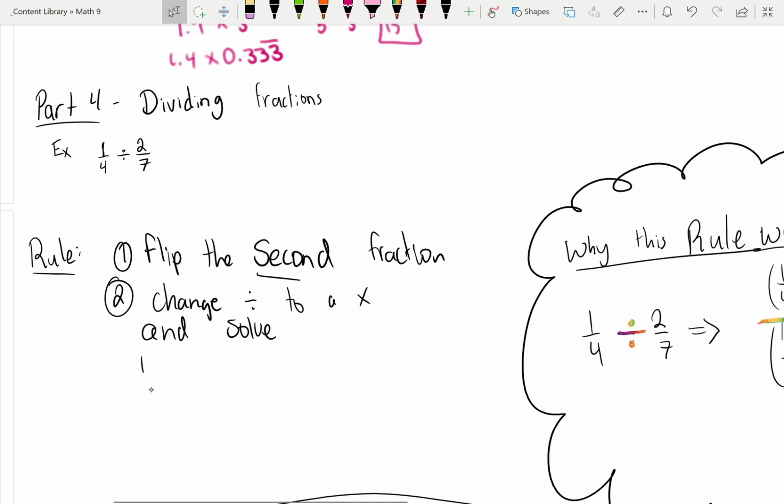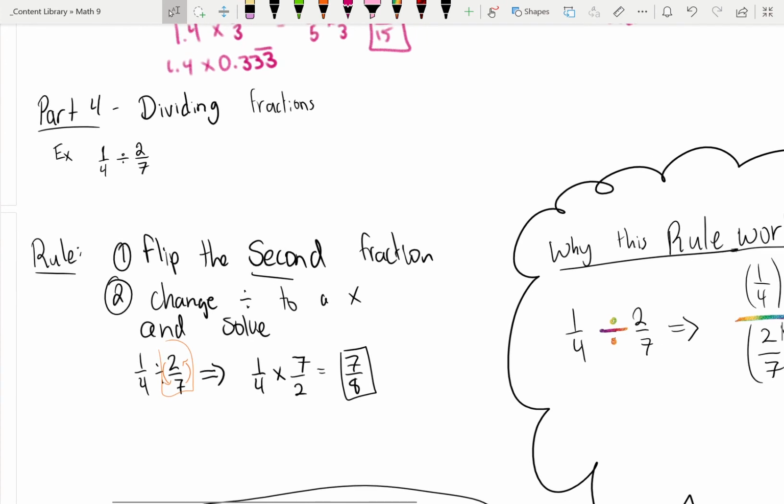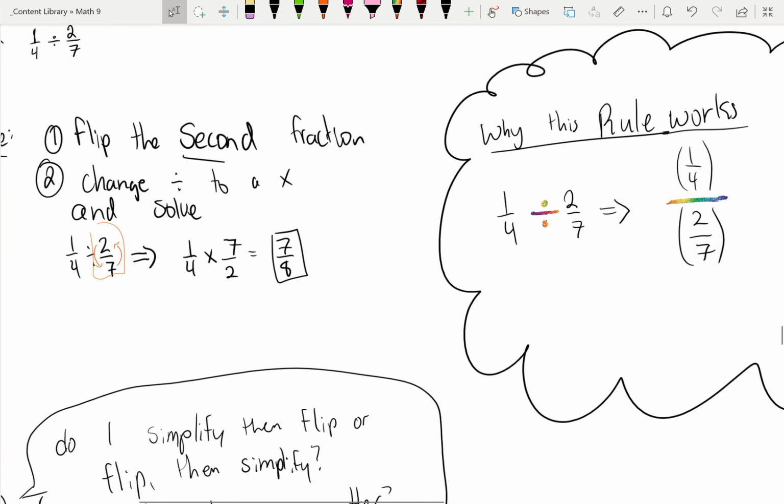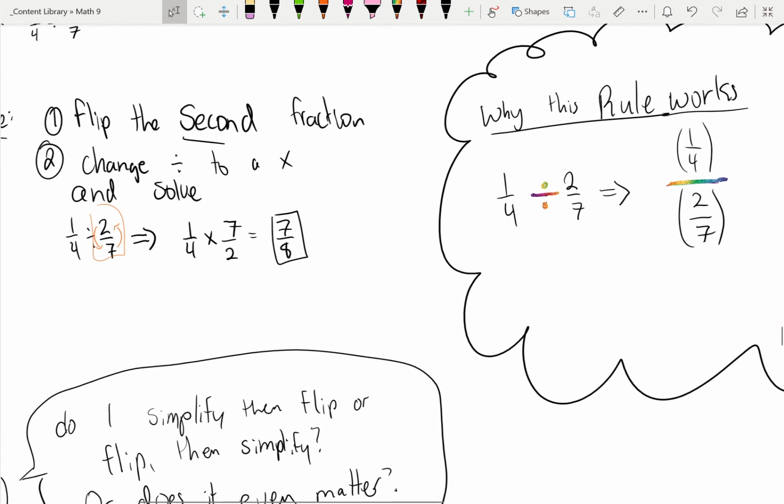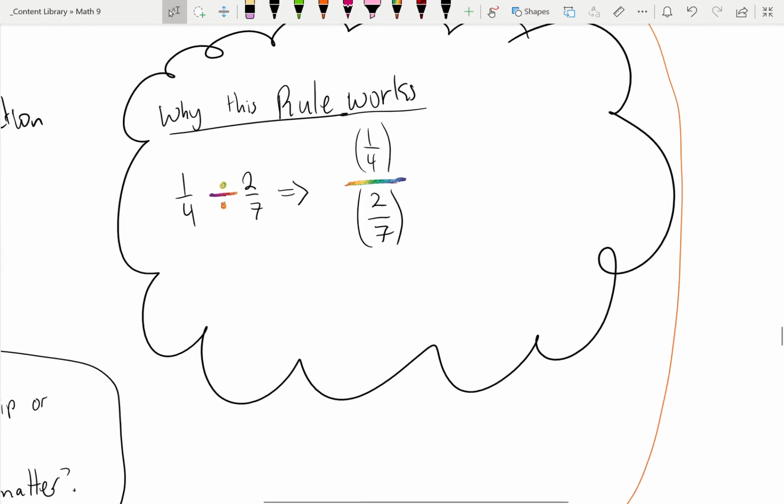So 1 over 4 divided by 2 over 7 becomes 1 over 4 times 7 over 2. So all I did here was I flipped these two digits with one another. Notice how I didn't change the first one, I just changed the second fraction. And then from here, I would have 7 over 8, and I'm done. Now, first up, I'm going to look at why this rule works.